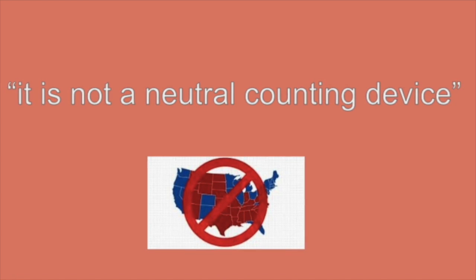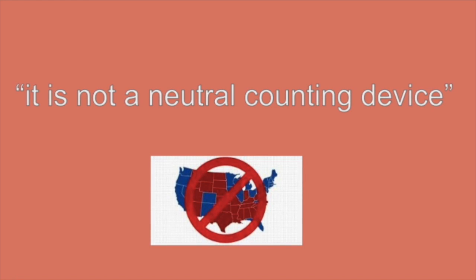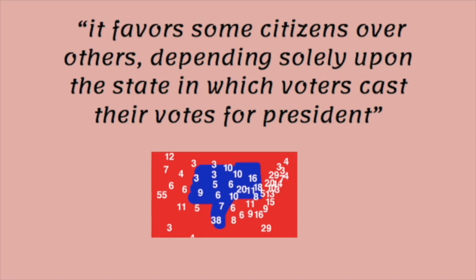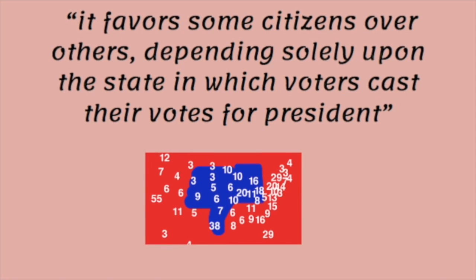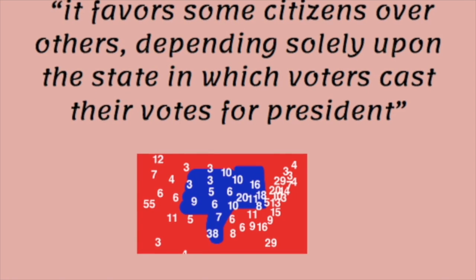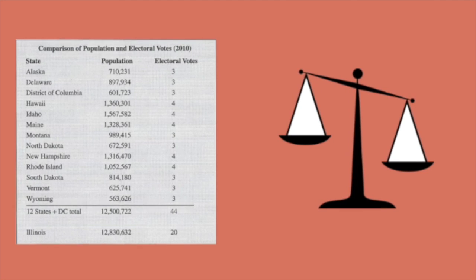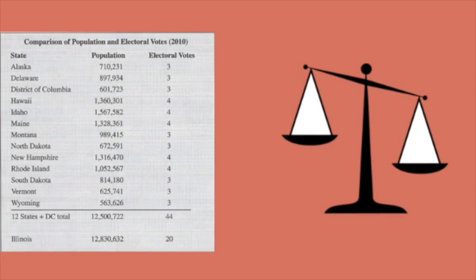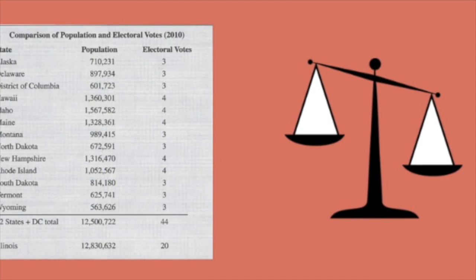There is definitely an uneven distribution of power throughout the states because some are more impactful than others, as document D claims. It favors some citizens over others, depending solely upon the state in which voters cast their votes for president, as said in document D. The chart provided also demonstrates the wide range of population in the states. However, the electoral votes are not evenly distributed according to the numbers.